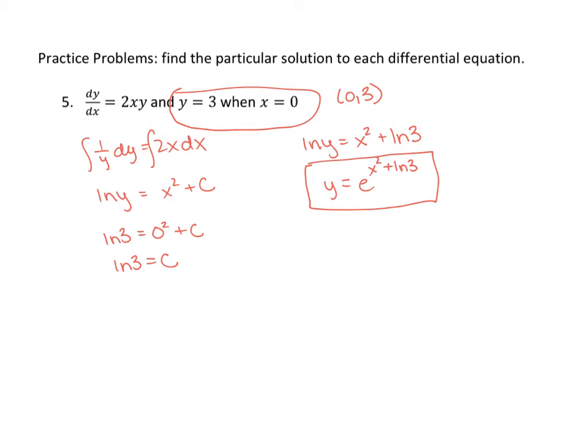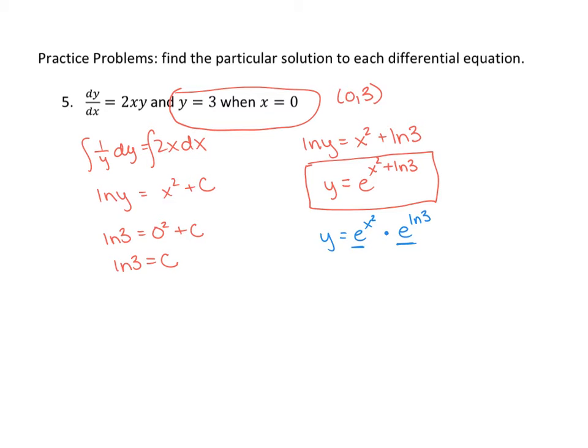This we could rewrite. So this is sort of like an optional extension, especially for those of you who plan to take more math in the future. So if we had to rewrite this, we can separate e to the x squared plus ln 3. We can make that e to the x squared times e to the ln 3. And the reason why this works is because when we multiply two things with the same bases, we add their exponents.